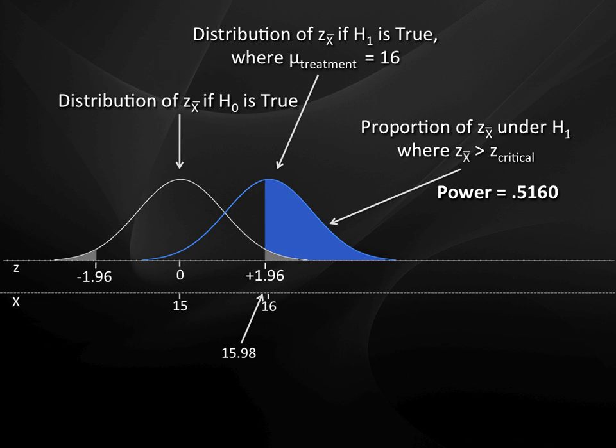So what we found was the proportion of the time we would get samples that would lead us to that decision, that sampling error alone wasn't the cause. And we found that the power in this case was 0.5160. If the mean after treatment is really 16, then only about 51.6% of the time would we get samples that would lead us to reject the null. The rest of the time, we would get samples that would be easily attributable to chance.